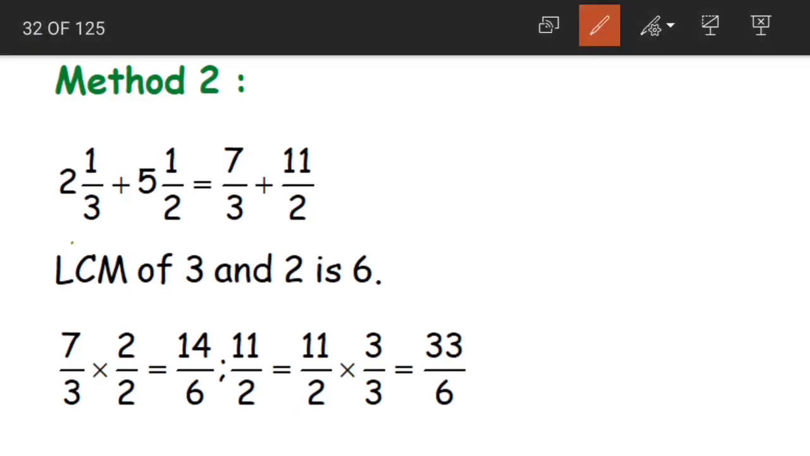Now what do we have here? 2 1 by 3 and 5 1 by 2. First step is to convert these mixed fractions into improper fractions. What is the first step in method 2 children? Convert these mixed fractions into improper fractions.